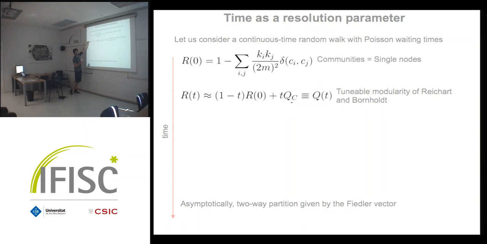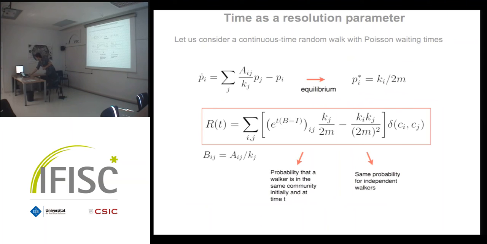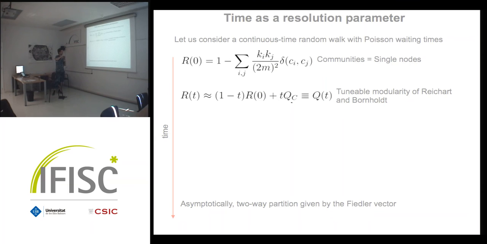When you look at small t, you linearize for small values of t, and you actually find back a generalized modularity measure that was introduced by Reichardt and Bornholdt a few years ago. When you go to large values of time, what you can show exactly is that when time goes to infinity, this expression can be well approximated by the contribution of its dominant eigenvectors, and all the others die off. The best partition will be the one associated with the second dominant eigenvector of the transition matrix, usually called the Fiedler vector of the graph. In that case, the best partition is composed of two modules. So you see that this time parameter really goes from very fine-grained to very coarse-grained.